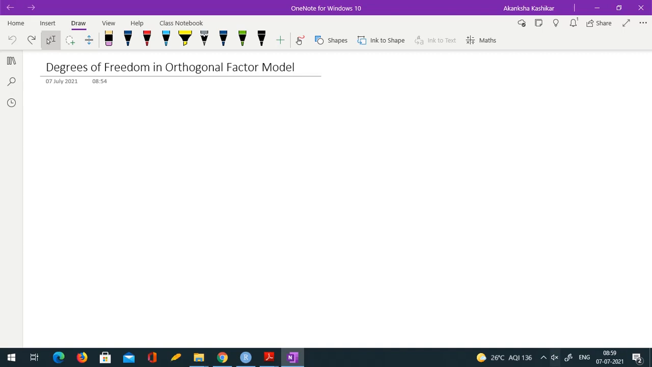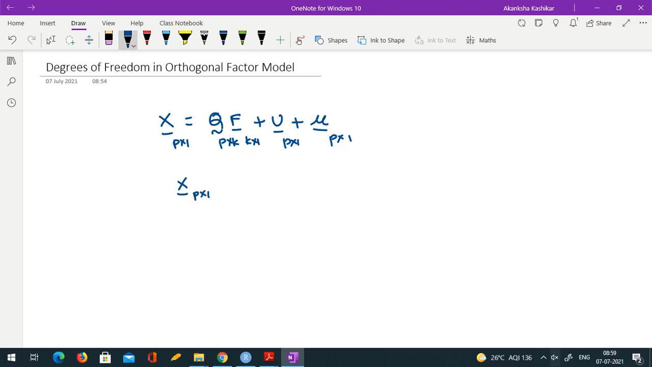Okay, so let me introduce it more mathematically. What is our model? Our model is x = Qf + u + mu. You remember the orders: X is p cross 1, Q is p cross k, f is k cross 1, u is p cross 1 and mu is p cross 1. So in my original data I have x as p cross 1, and from that x we try to estimate sigma, which is of order p cross p.